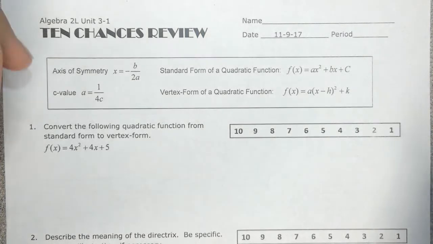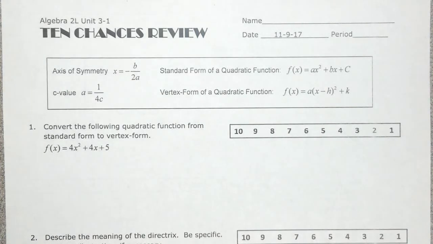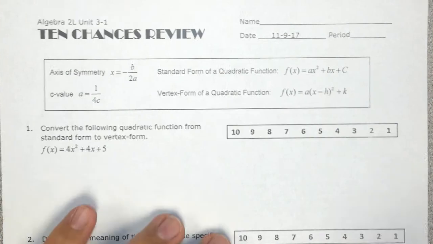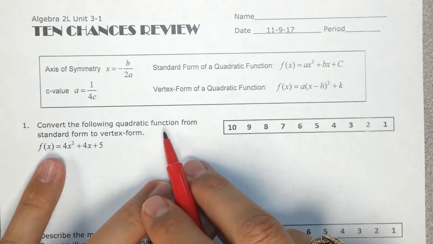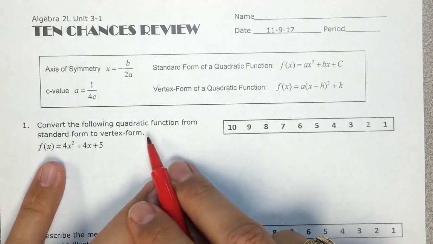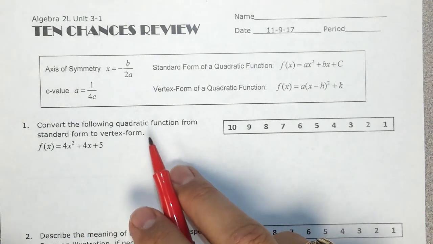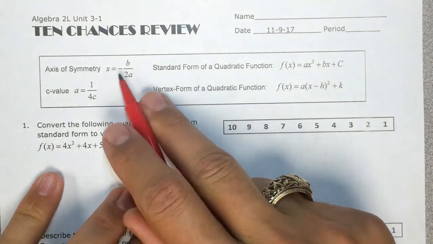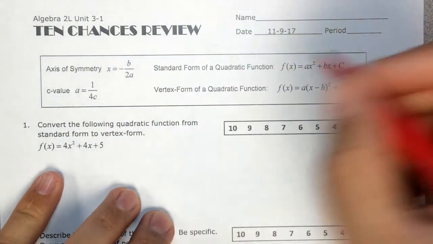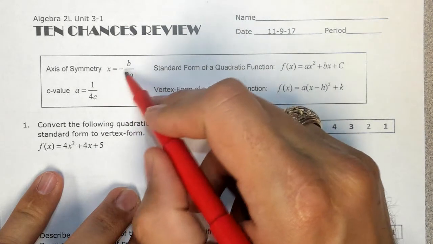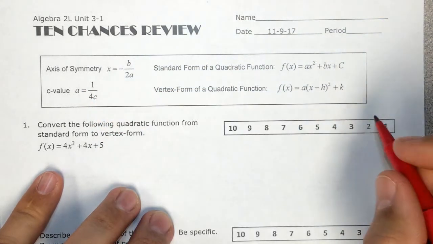Alright, now we're working on the review for the first quadratic test. We are going to start by converting the following quadratic functions to vertex form. Up here we have a couple of the formulas we need. Probably the most important ones are the axis of symmetry and the C value.